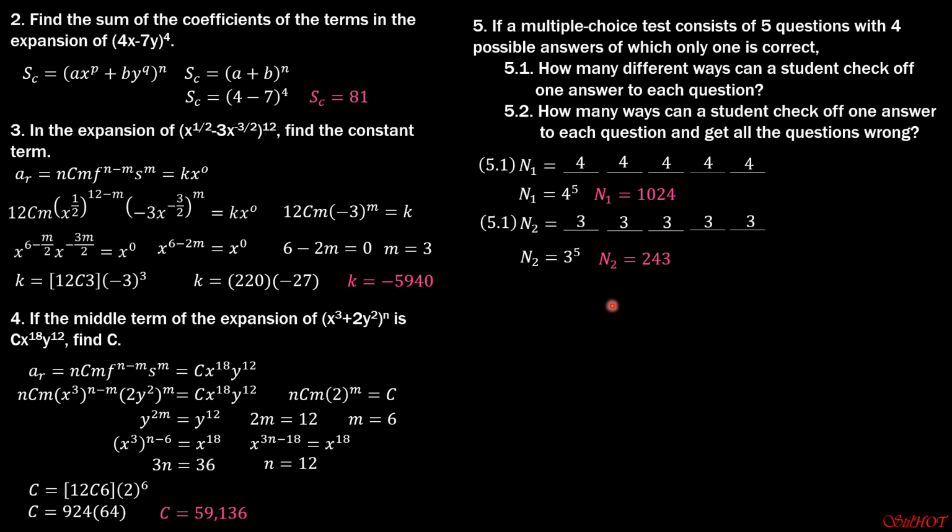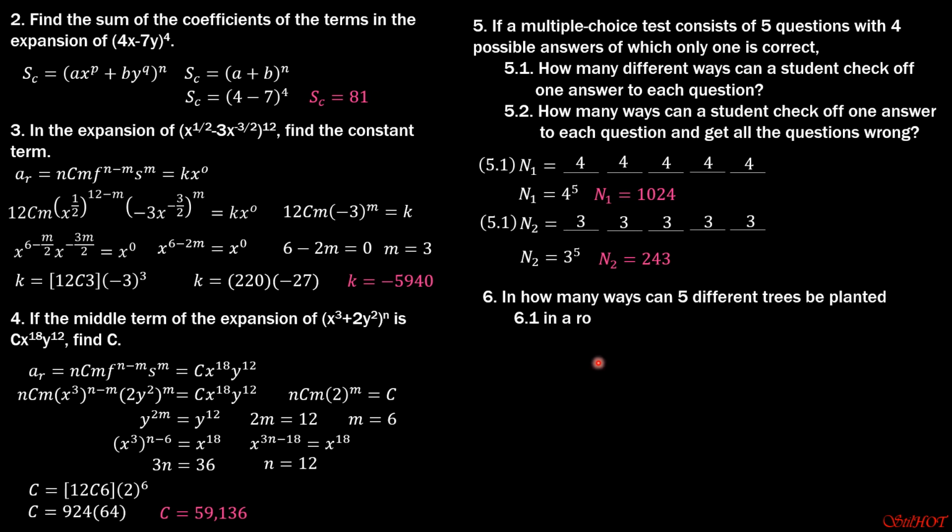So therefore, the probability of getting 0 out of 5 by pure guessing in this quiz or in this test is 243 over 1024. That is the probability of getting a score of 0 out of 5 by pure guessing. Of course, you have no idea about the choices, so you have to close your eyes and just answer by guessing, pure guessing.